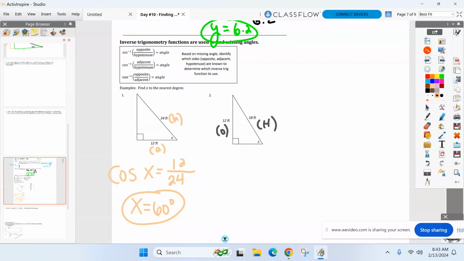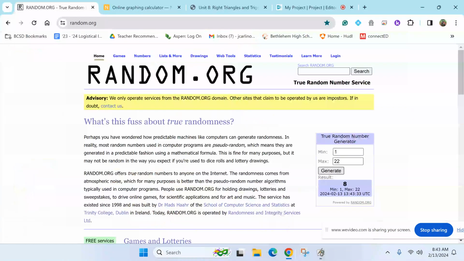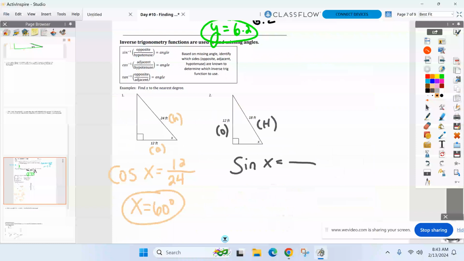Hypotenuse, so it looks like we're going to use sine here, right? Sine, everybody? Sine x equals, what's your ratio? Just so I know we're all in the same spot here. Shar, again? 12 over 18. I know it's in your blood. Cross multiply. I know it.